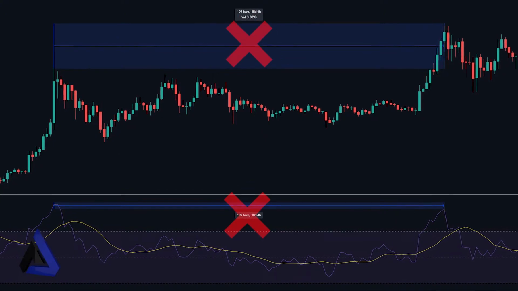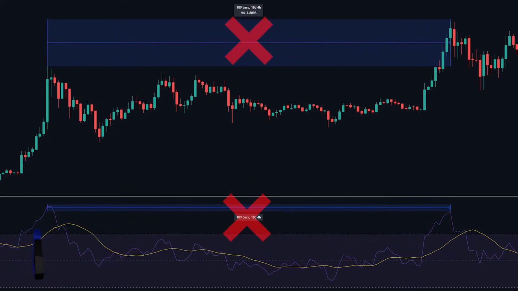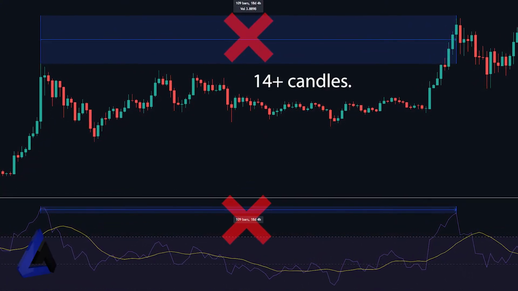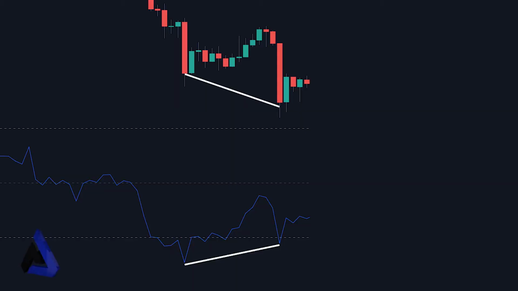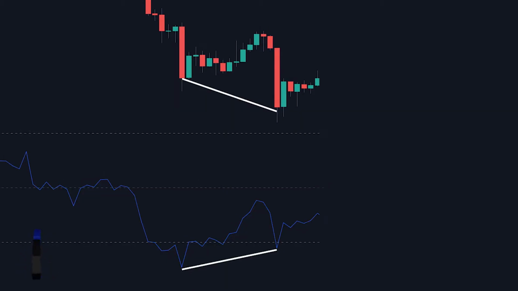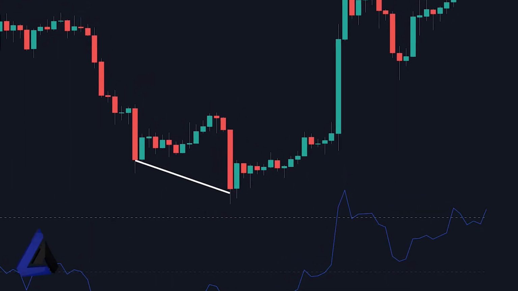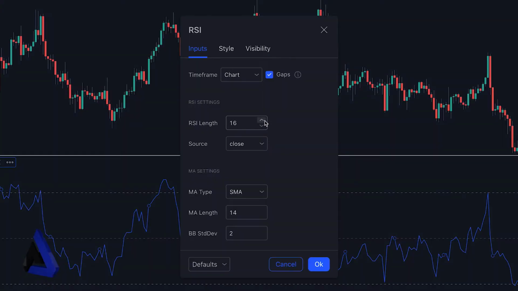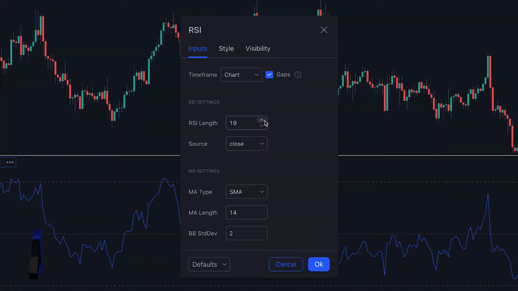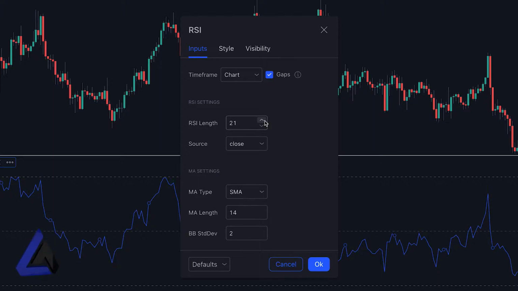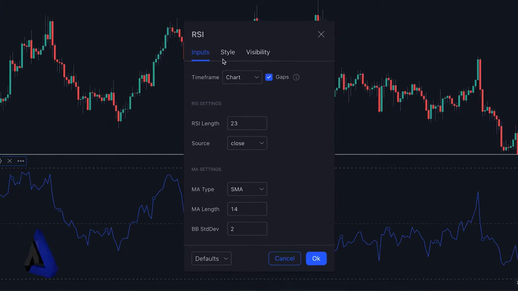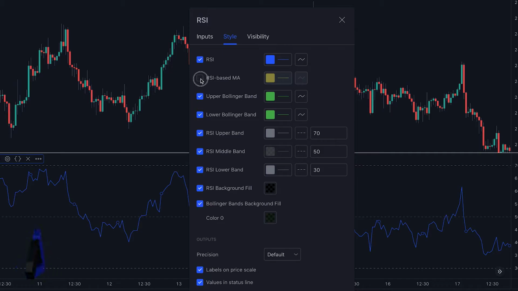So we wouldn't want to consider this as a bearish divergence because it's way more than 14 bars apart. But for this divergence, we could consider it and put more emphasis on it in our analysis. If you increase the length, you can use this as an ideal amount of bars for the divergences you find on the RSI.